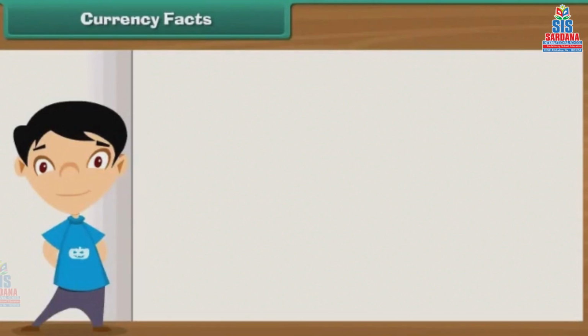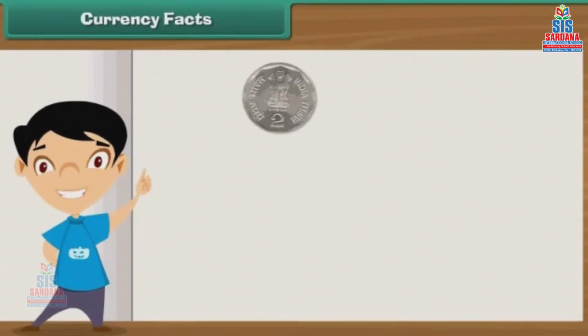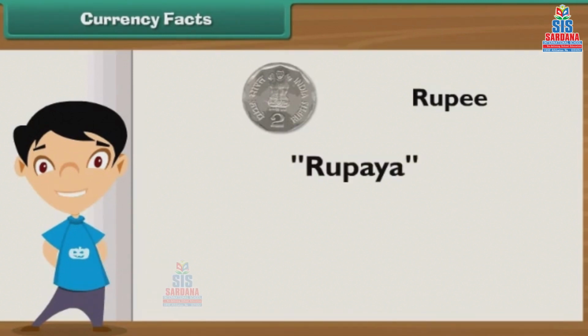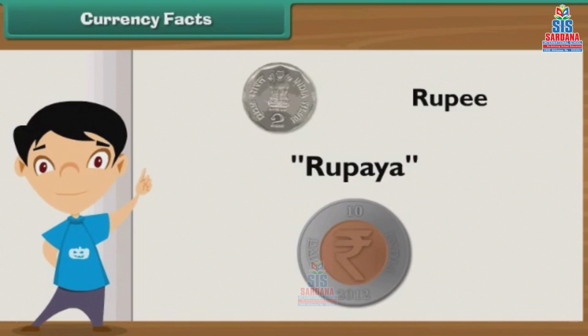Currency facts. The Indian currency is known as the rupee. The word rupee comes from the Sanskrit word rupaya, which denoted the stamped coins used in ancient India. This is the symbol associated with the Indian rupee. Indian currency is made up of coins and notes known as bank notes.